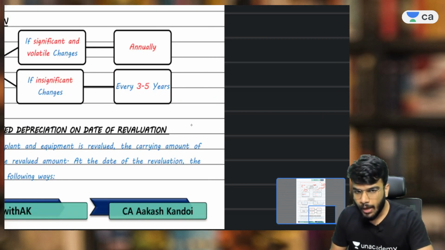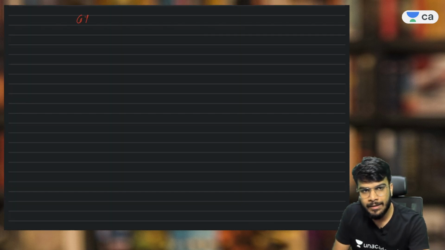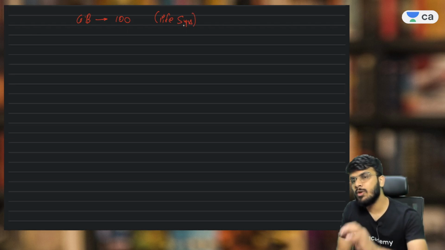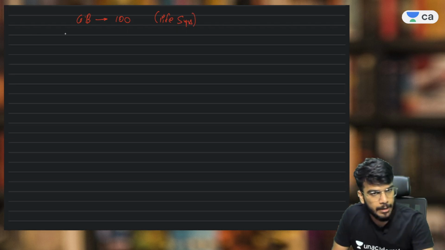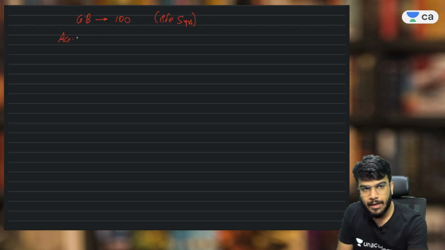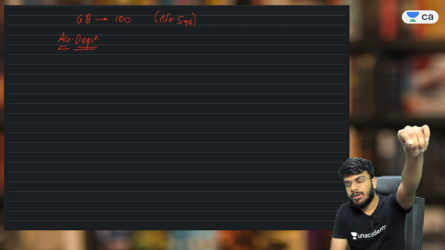I'll try to revise this to be precise with the help of one example. Let's say you had an asset with a gross block of 100, life of 5 years. What is the meaning of gross block? The value at which you initially bought the asset. Let's say you used the asset for a period of 2 years. So what will be the accumulated depreciation? What is the meaning of this? Accumulated depreciation means depreciation till date, between the date when the asset was bought and today.